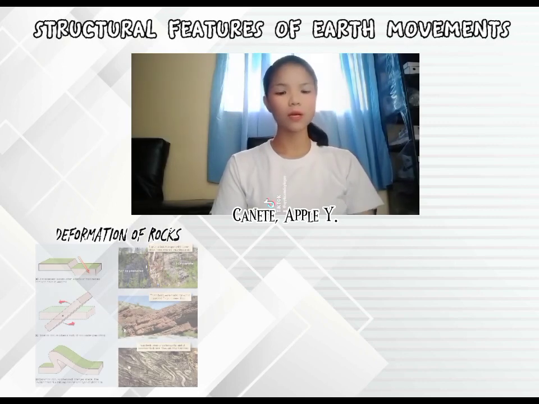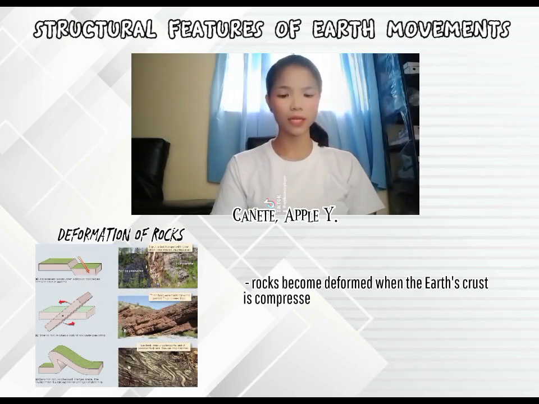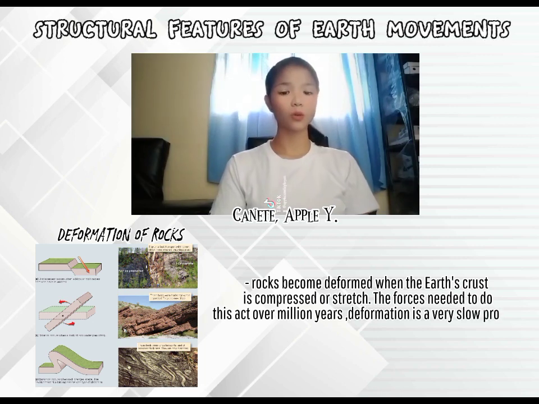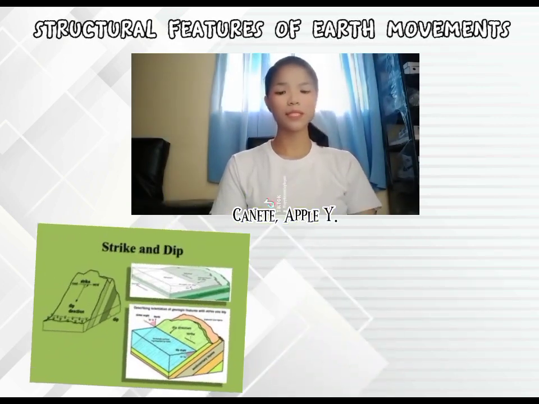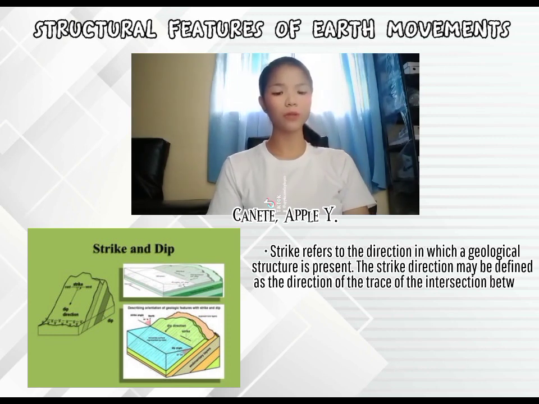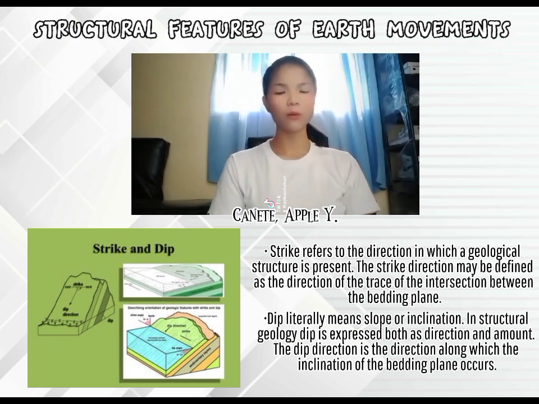Deformation of rocks. Rocks become deformed when the Earth's crust is compressed or stretched. The forces needed to do this act over millions of years. Deformation is a very slow process. Dip and strike. Dip is the angle between the horizontal plane and the structural plane; strike is the direction of a line along an edge.